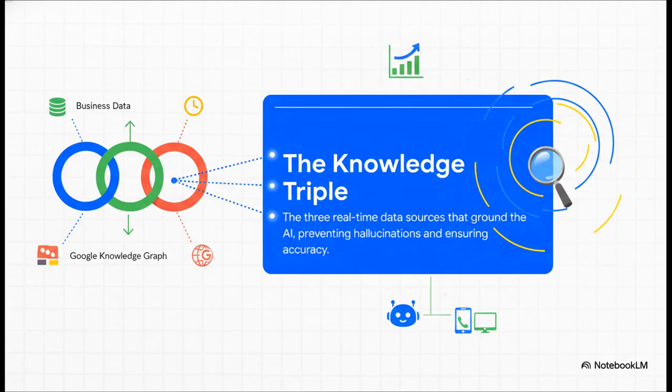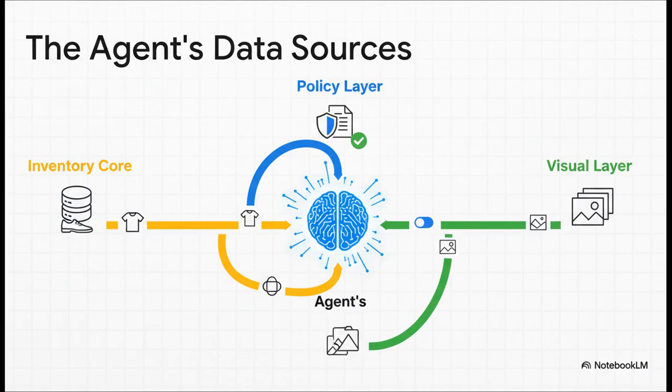Think of it as a three-legged stool of truth. These are three specific live data sources that ground the AI in reality, making sure its answers are always accurate and based on what's actually happening in your business right now. So what are these three sources?